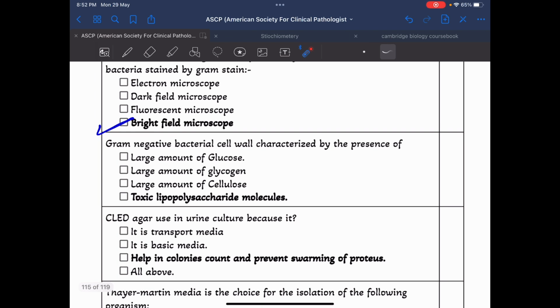Gram-negative bacterial cell wall is characterized by the presence of a large amount of glucose, large amount of glycogen, large amount of cellulose, toxic lipopolysaccharide molecule. The correct answer is toxic lipopolysaccharide molecule.